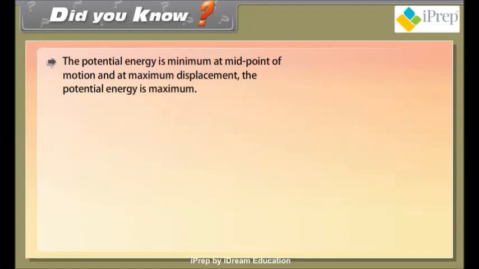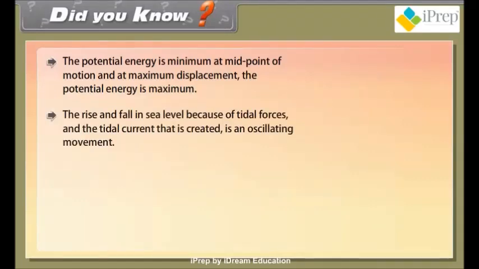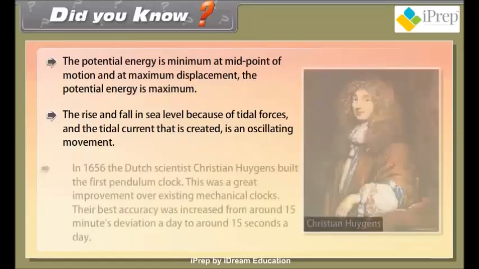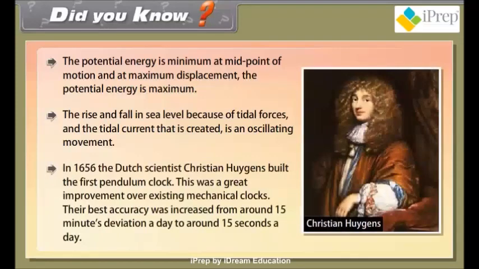Did you know? The potential energy is minimum at the midpoint of motion and at maximum displacement the potential energy is maximum. The rise and fall in sea level is because of tidal forces, and the tidal current that is created is an oscillating movement. In 1656, the Dutch scientist Christian Huygens built the first pendulum clock. This was a great improvement over existing mechanical clocks. Their best accuracy was increased from around 15 minutes deviation a day to around 15 seconds a day.